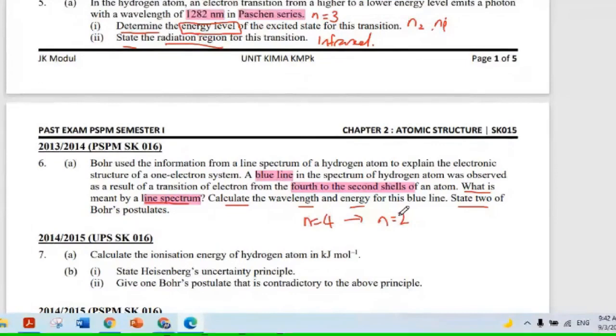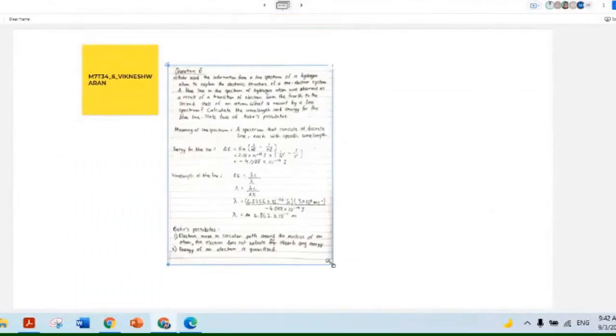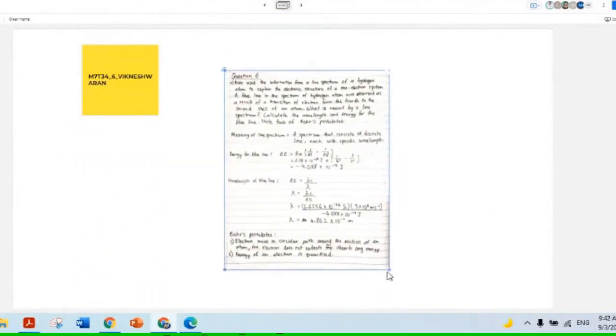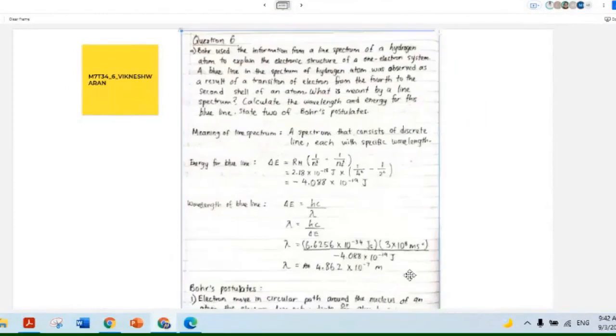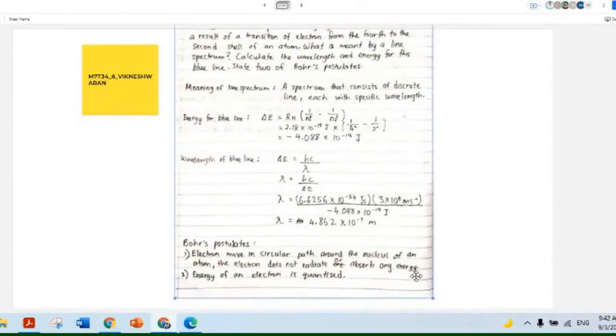Let's check your answer. Okay, so a spectrum that consists of discrete lines, yes, with specific wavelengths. Okay, good, acceptable. You can agree. Then number 2, the energy of the blue line. Okay, try to explain your answer.